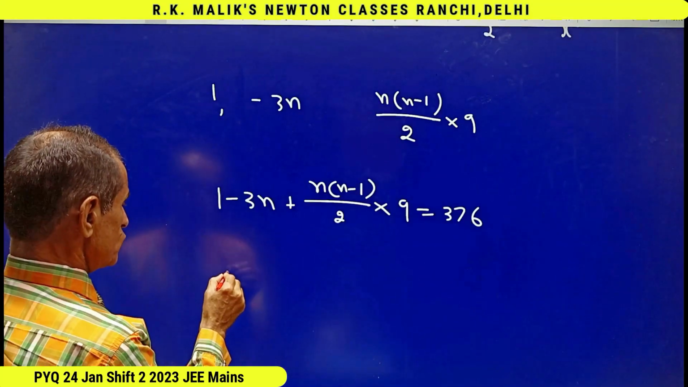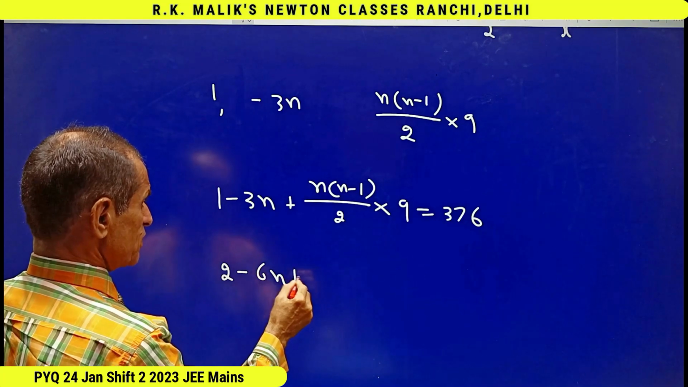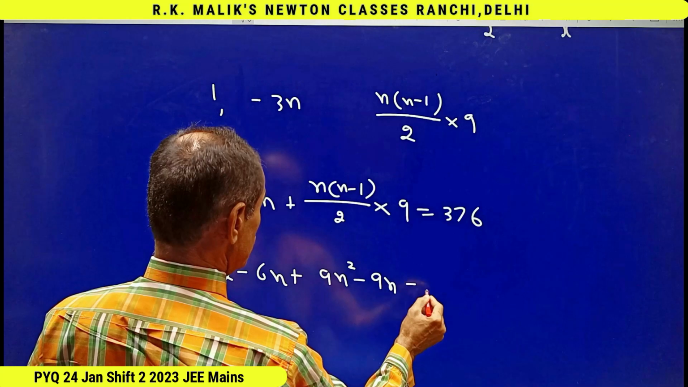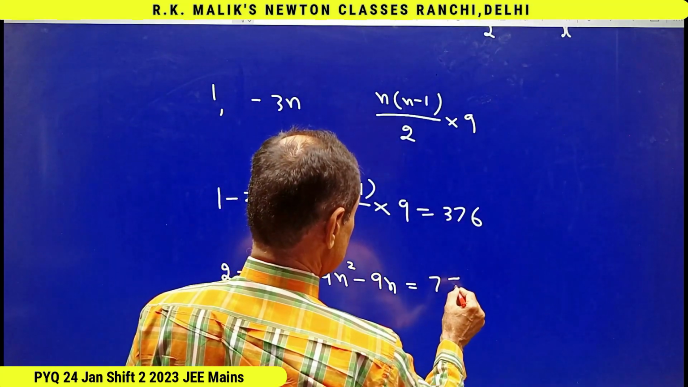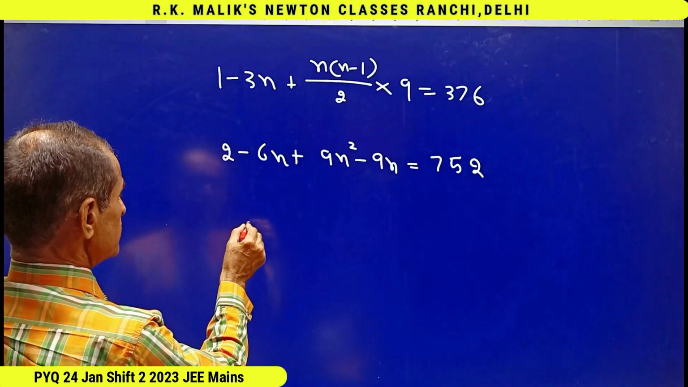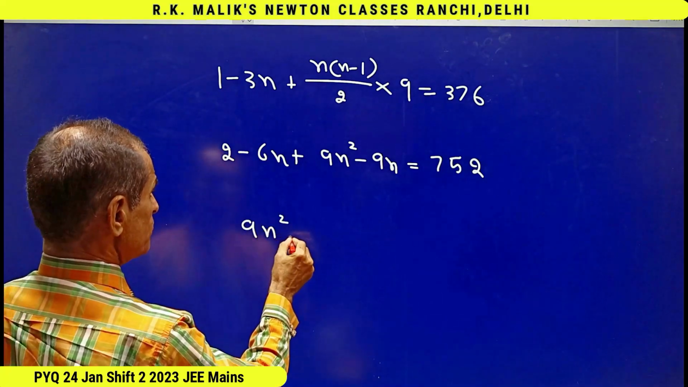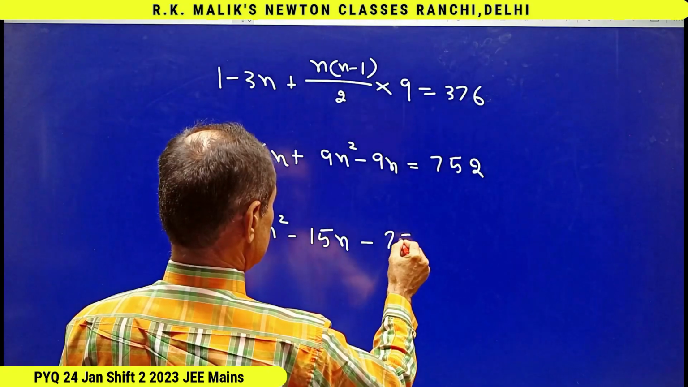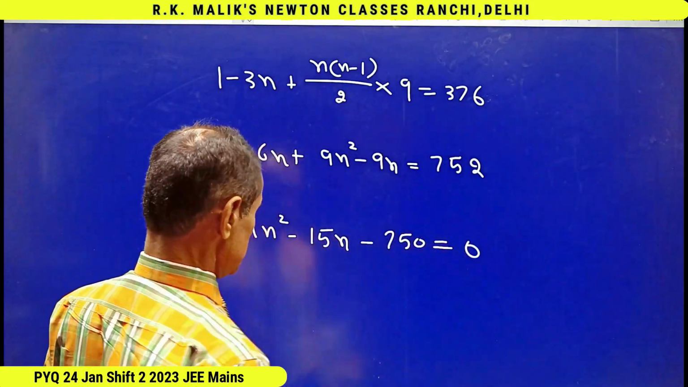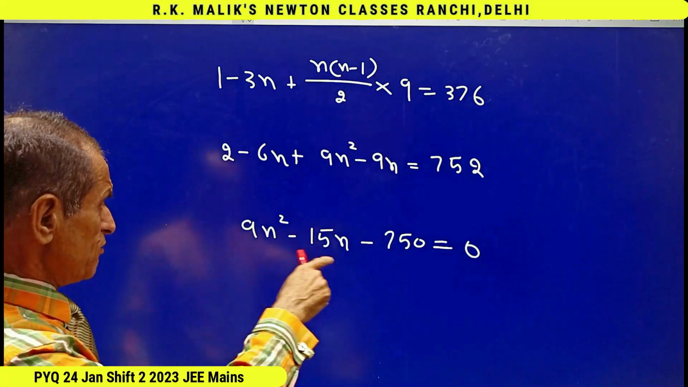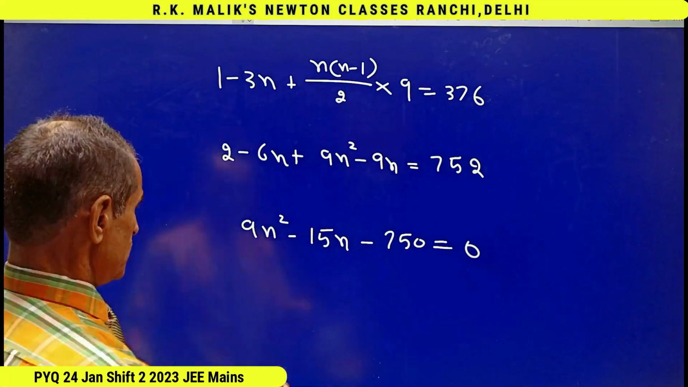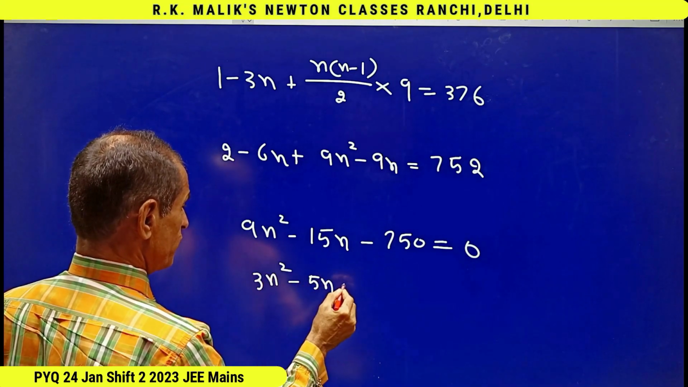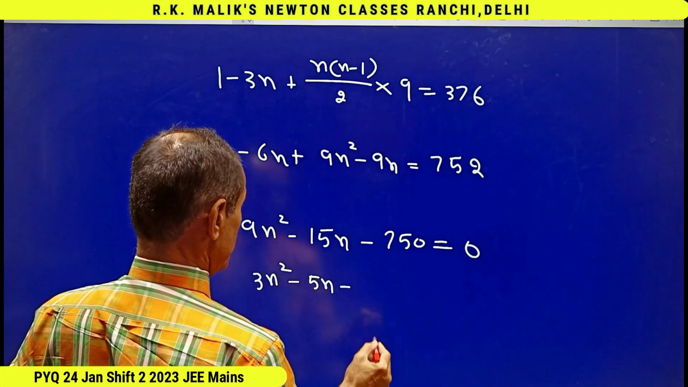376. That is, I get 2 minus 6n plus 9n square minus 9n equal to 752. That is, I get 9n square minus 15n minus 750 equal to 0. Clearly, the whole equation is divisible by 3. I get 3n square minus 5n minus 250 equal to 0.